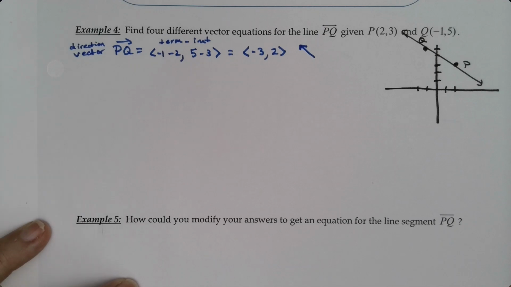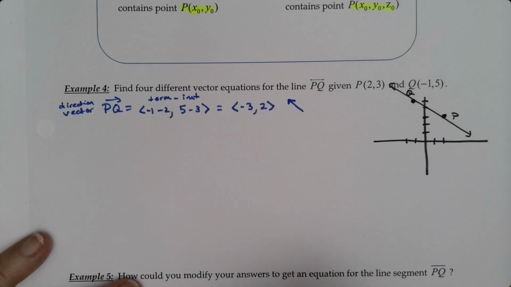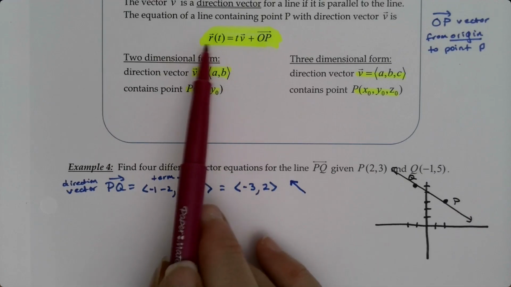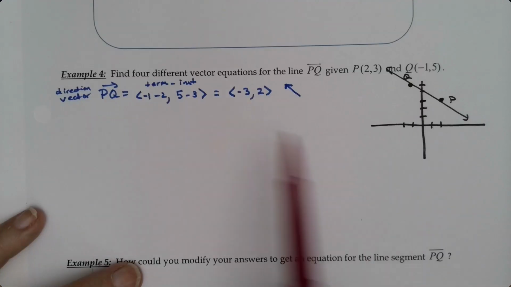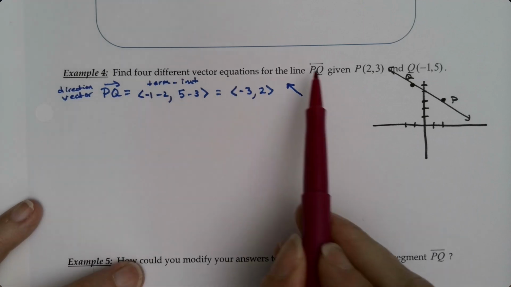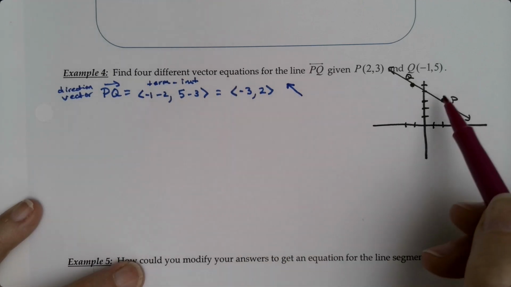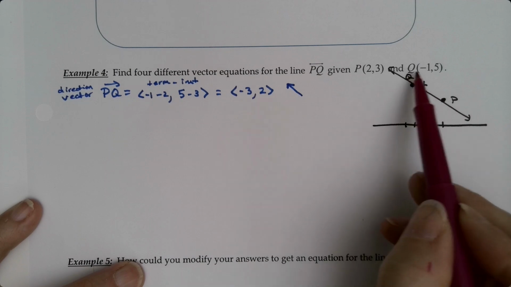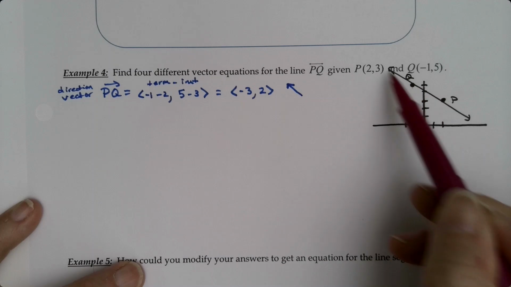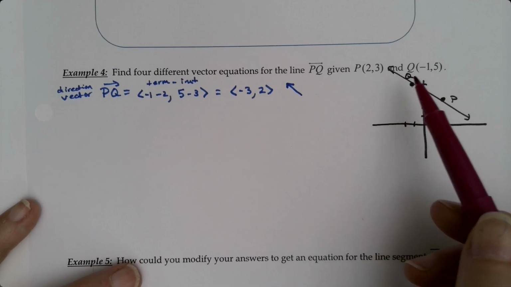Okay, so now I can use that direction vector, and I can come up with the vector form equation for this particular line 2 ways. One by using point P, because I would start at P and go that way. One by using point Q and start at Q and go that way. They both work because vectors are free.